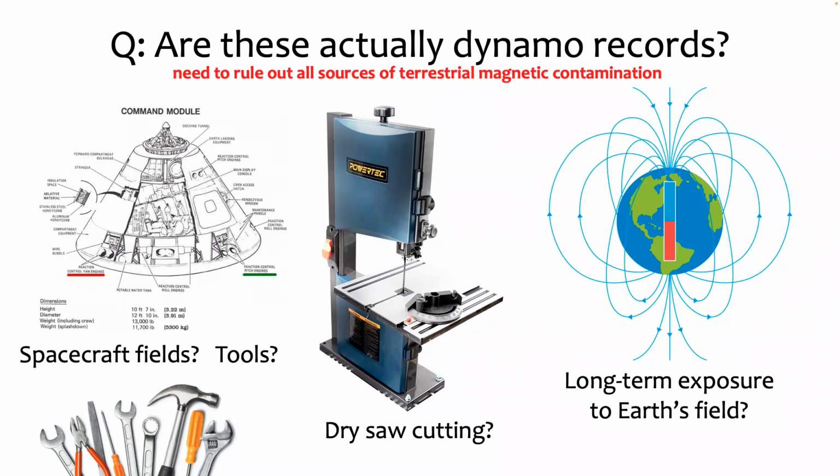Another possibility is that exposing rocks to the Earth's magnetic field for a long time can partially remagnetize them as well, through a process called viscous remnant magnetization. I can also say that our earlier studies have done experiments where we measure how rocks acquire viscous remnant magnetization, and we show that that cannot substantially contribute to the remanence in those rocks either. So we should consider most of these boxes checked in terms of ruling them out as a source of remanence.